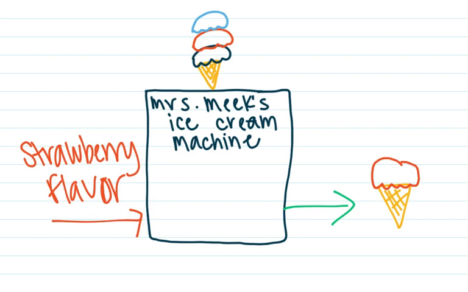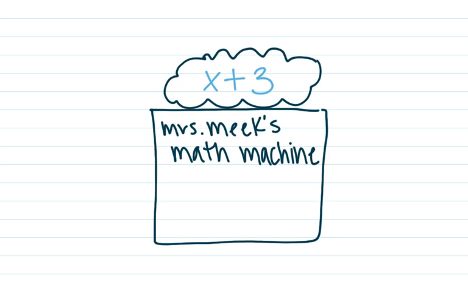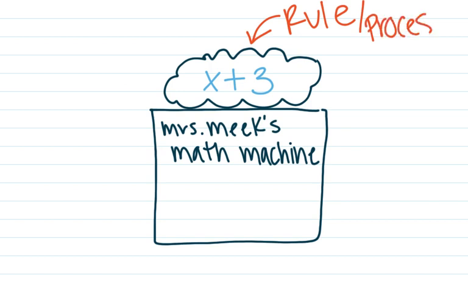So instead of having an ice cream machine, we're going to have a math machine. And this math machine, its whole job is whatever number I put into it, it is going to add 3 to it. We can see that up here. This right here is called our rule. It is going to add 3 to it because that is the process that this machine does.